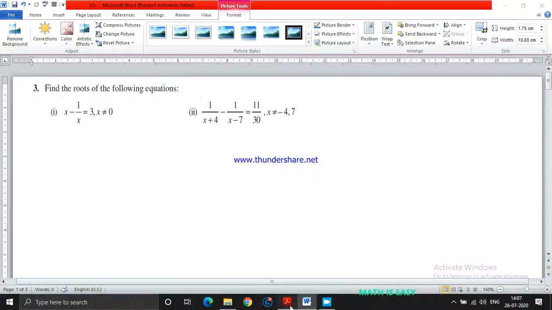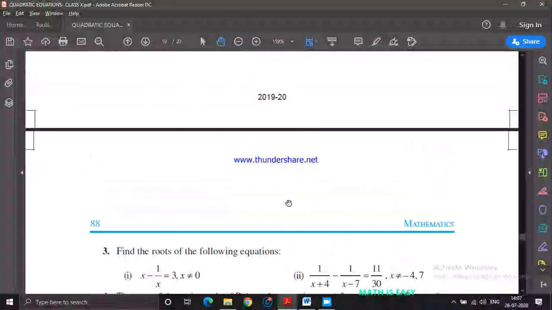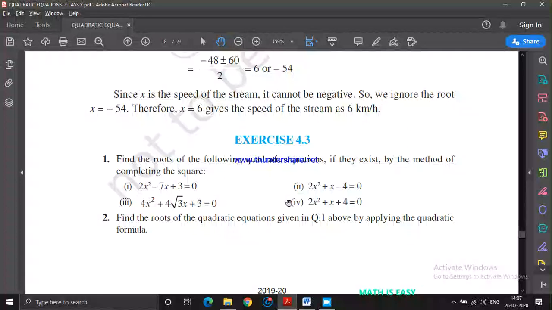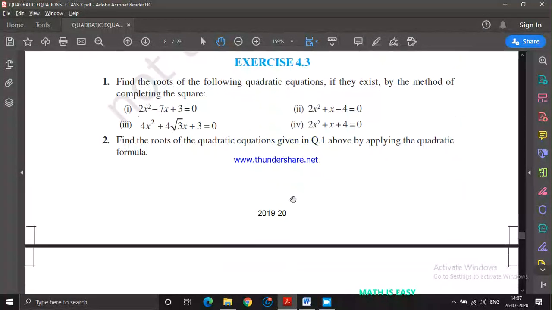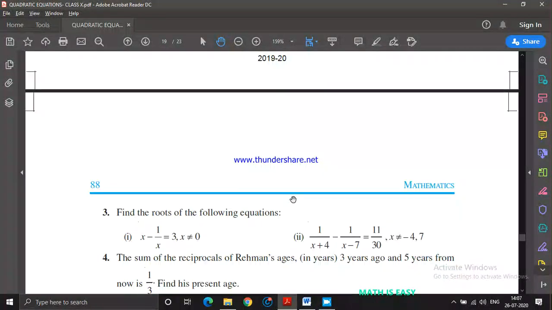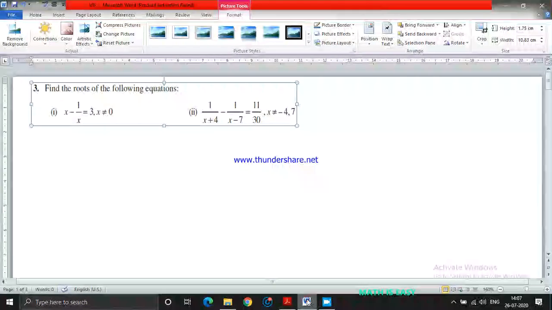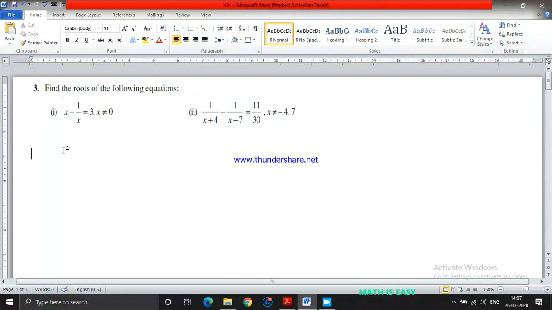So we are going to start the exercise 4.3. Since the first question we already discussed how to solve it, from the third question we are going to solve now. So here you have the questions. Denominator in x terms are in the denominator. So I'll go for the second question solution. Okay, so you can try the first question very easily.